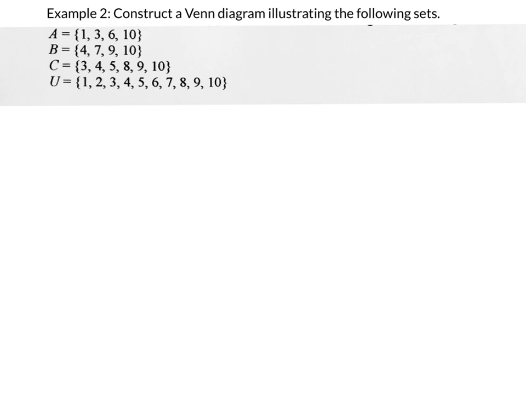For example 2, it wants us to construct a Venn diagram illustrating the following sets. So we're just going to draw a Venn diagram that has 3 sets. The universal set is on the bottom of the question for a change. So U for universal set equals the numbers 1 through 10.